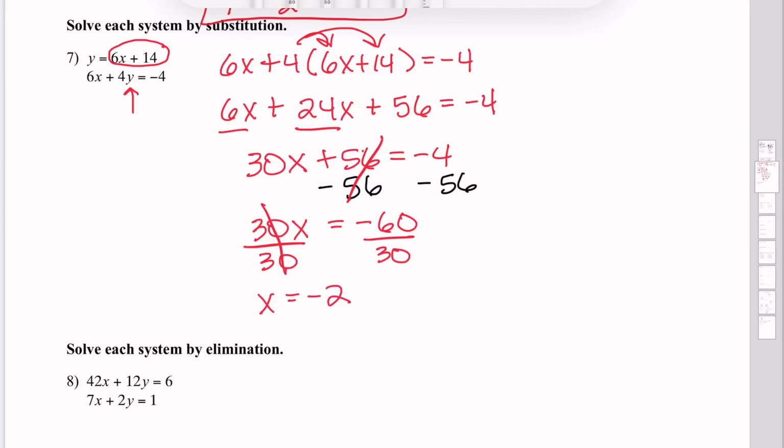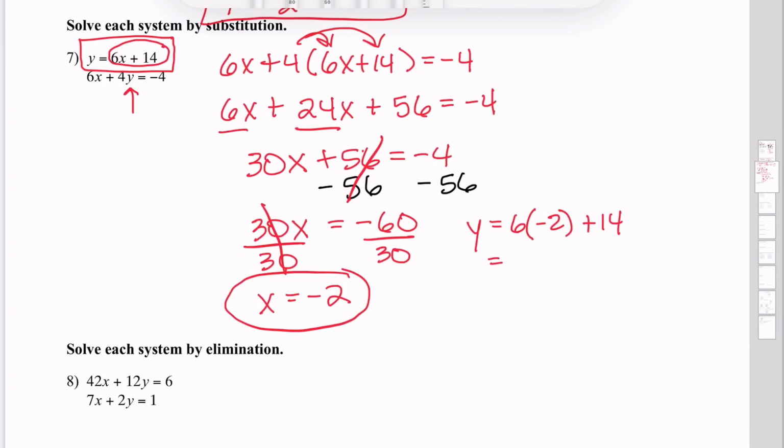Now, because we are given 2 lines, we want to know where these 2 lines intersect. So although we found x equals negative 2, now you need to find the corresponding y value. And we're going to do that by plugging in x into that first equation that we were given, since it's already in terms of y. So y equals 6x, which we said was negative 2, plus 14. And you're just gonna simplify. We get positive 2 as our y value.